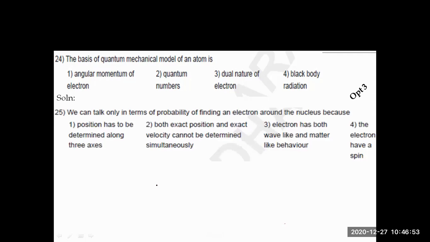We'll take up 25th. We can talk only in terms of probability of finding an electron around the nucleus because both exact position and exact velocity can't be determined simultaneously. So that is as per Heisenberg uncertainty principle. Option 2.